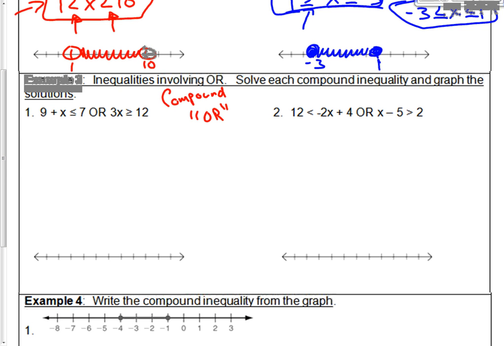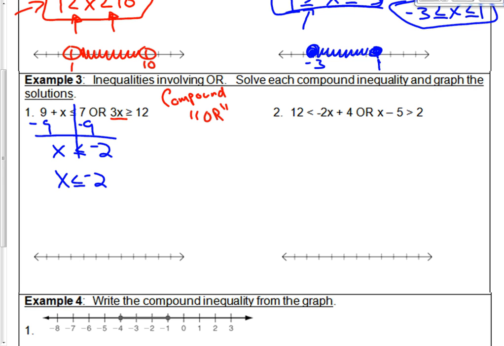When you do "or"s, again, they are really simple. You just do it as two separate problems. So I'm going to subtract 9 from each side. I have x is less than or equal to 7 minus 9, which is negative 2. This one's done. Now I just do the other problem. The other part of this is a completely separate problem. Just do it as two separate. So I'm going to divide by 3.